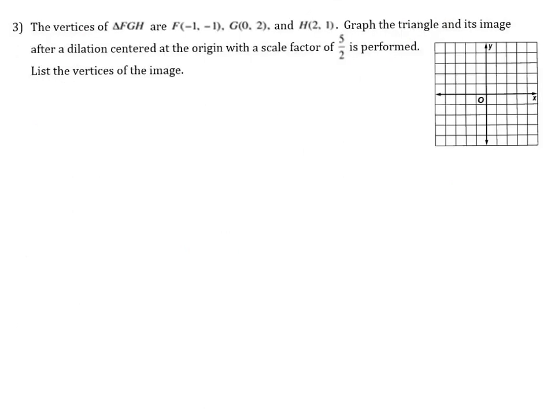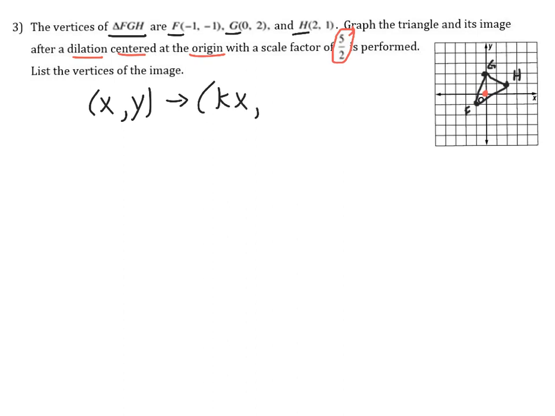For example number 3, we're dealing with triangle FGH. So now that we've plotted our pre-image, next thing I want to do is perform a dilation centered at the origin, and it's going to have a scale factor of 5 over 2. So if you remember what we said earlier in the notes, if I want to dilate a figure and it's centered at the origin, what I'm going to do is take my points and multiply them by my scale factor.